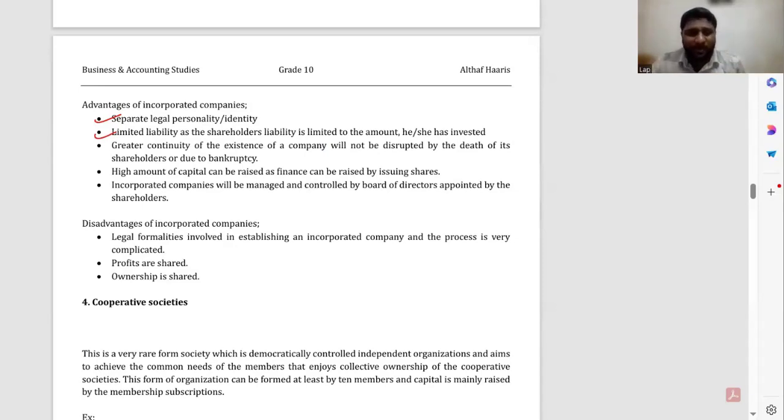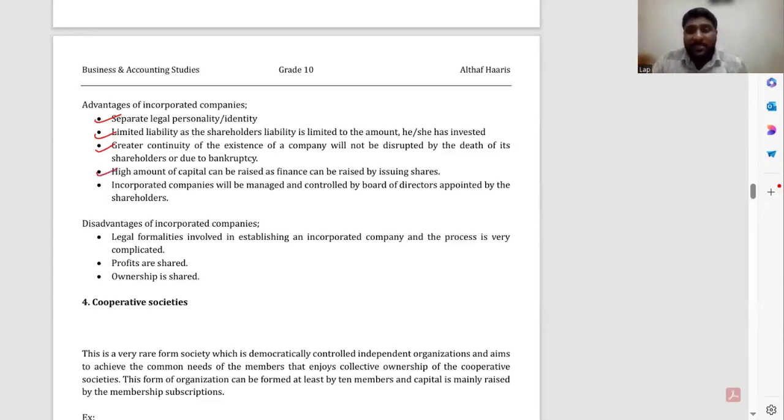Greater continuity: that means even if the shareholders die, the business will continue. It is a separate thing. A high amount of capital can be raised, people, because a lot of people are there. If you take Dialog, there are like 2,000 or 3,000 shareholders. A lot of people are there to give money, not like one person.